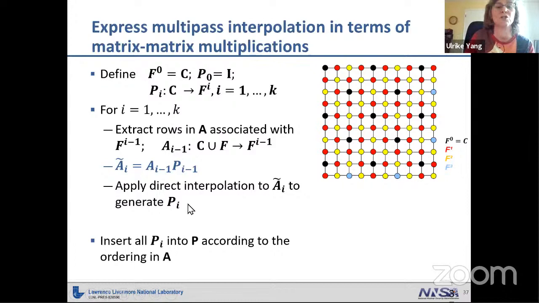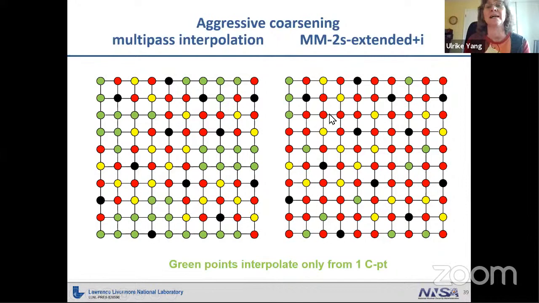Of course, this is not quite qualitatively as good as the two-stage interpolation. You can see here, these green points interpolate from only one C point for this example, so there are a lot more of these points. And of course, direct interpolation is not as good as our distance-two interpolation operators. So it's what you would expect. Let me show you some examples.